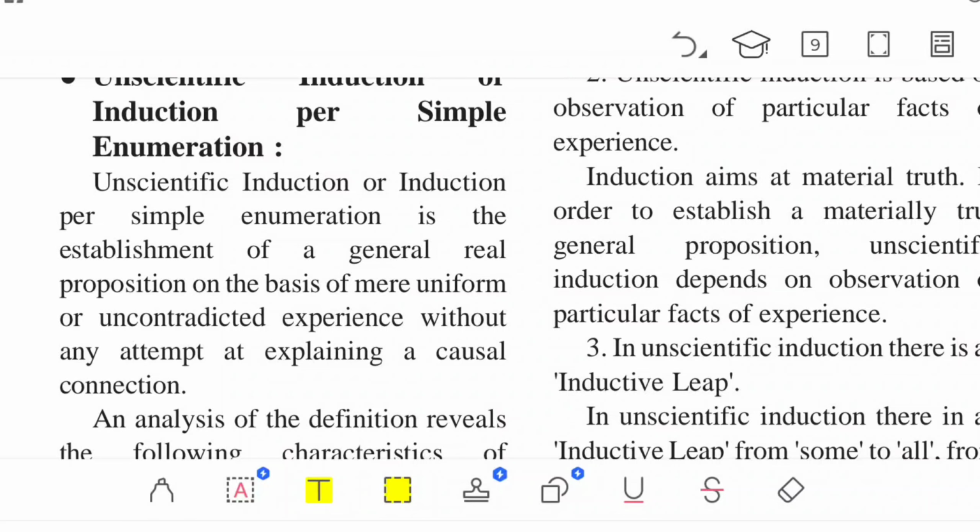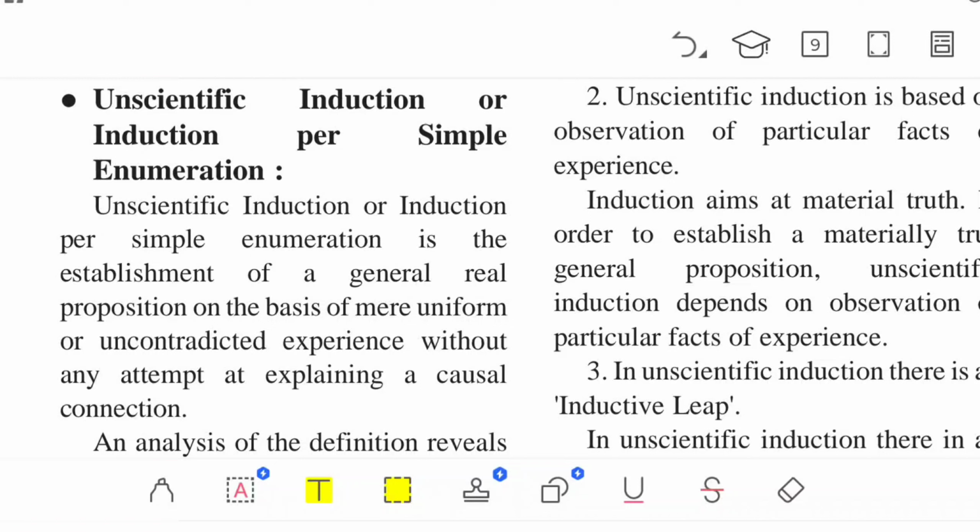In scientific induction we always try to explain a causal connection. We tried to establish the causal connection using two rules or laws: uniformity of nature and law of causation. But in unscientific induction it will be the opposite. Unscientific induction or induction per simple enumeration is the establishment of a general real proposition on the basis of mere uniform or uncontradicted experience without any attempt at explaining a causal connection. We do not explain the causal connection, but we will see uniform or uncontradicted experiences.